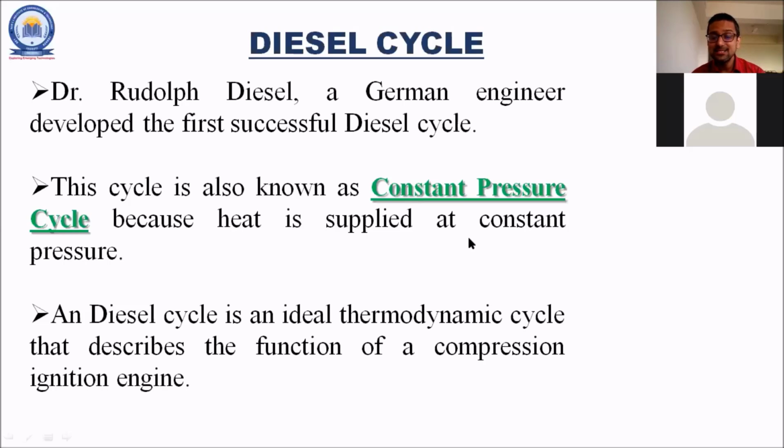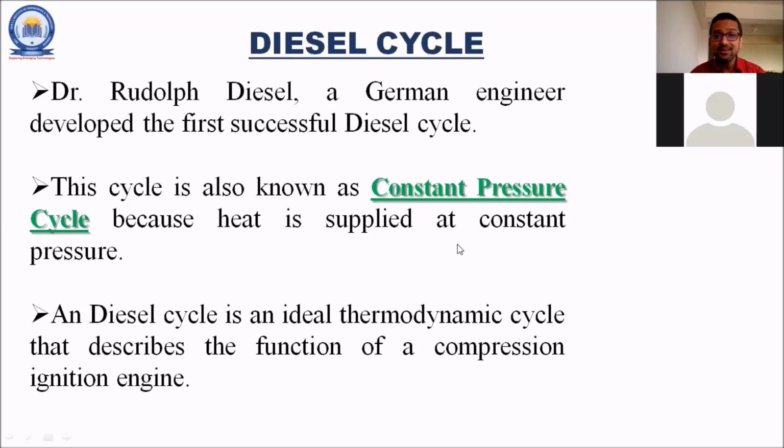Very good, getting the responses from the students in the chat box. The perfect answer I am getting. So another name of the Otto cycle is the constant volume cycle, because in the Otto cycle we have understood that the heat addition takes place at constant volume conditions.